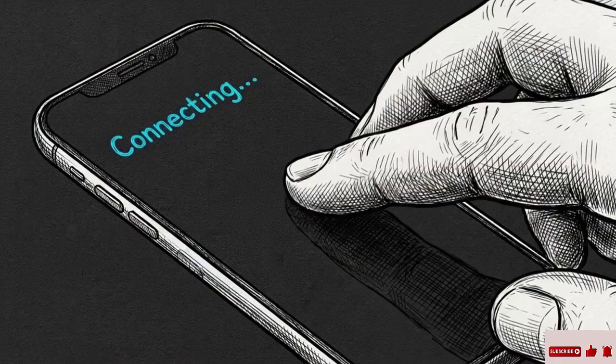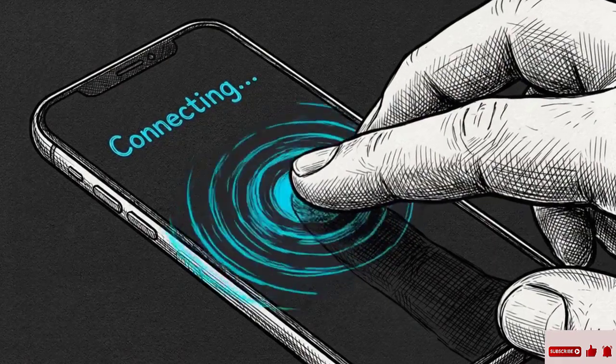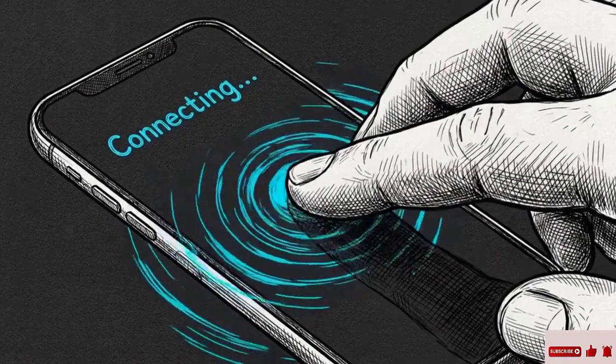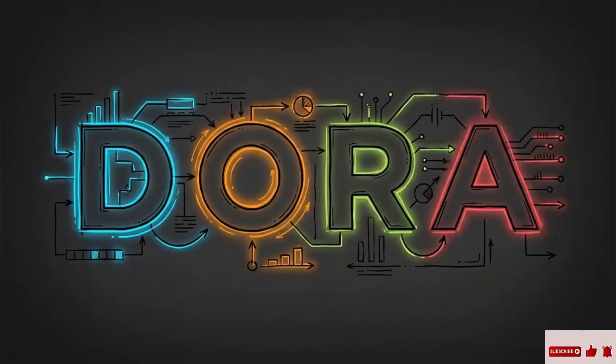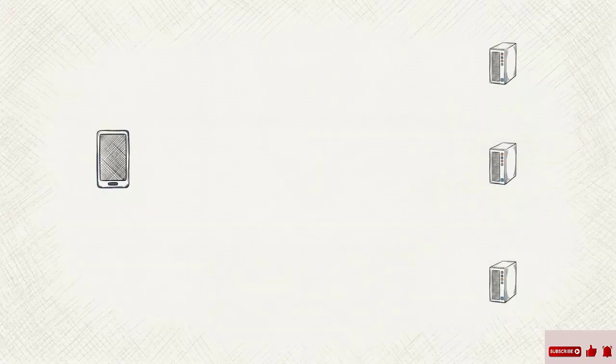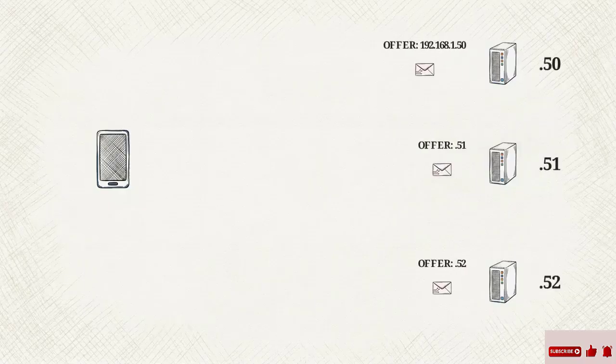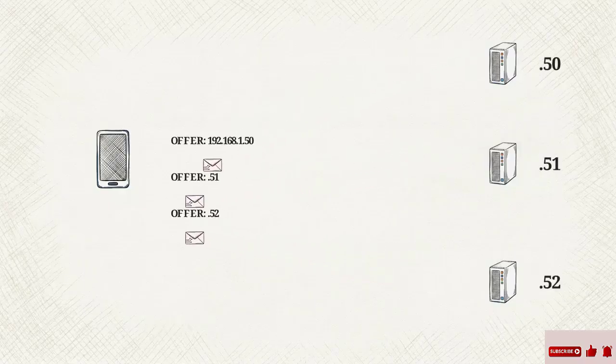Let's slow down the fraction of a second between tapping a Wi-Fi network and successfully connecting. This is the DORA process, a four-step sequence that happens in the blink of an eye. Step 1 is Discover. Your device broadcasts a distress flare to every device in range, asking for a DHCP server. Step 2 is the Offer. A server hears it, checks available addresses, and replies with a proposal. "I can lease you this IP configuration."